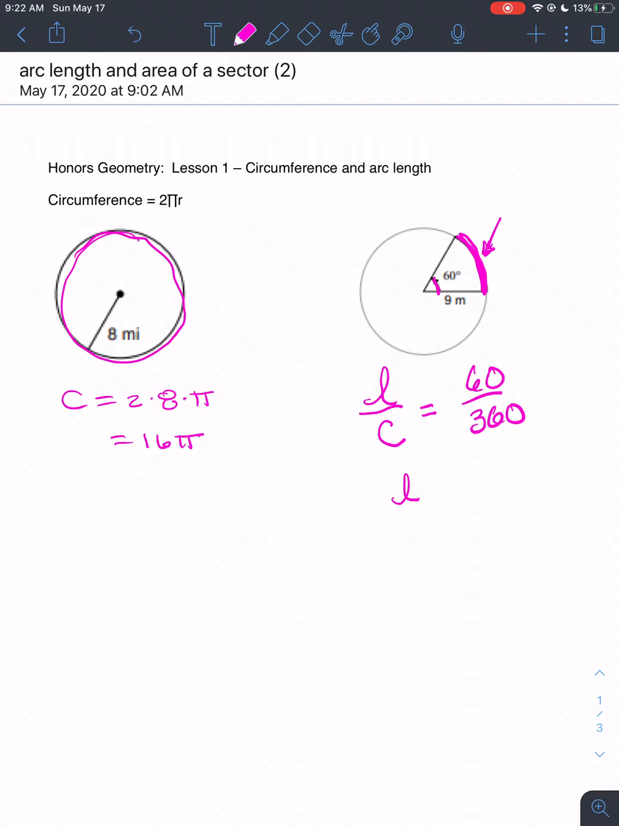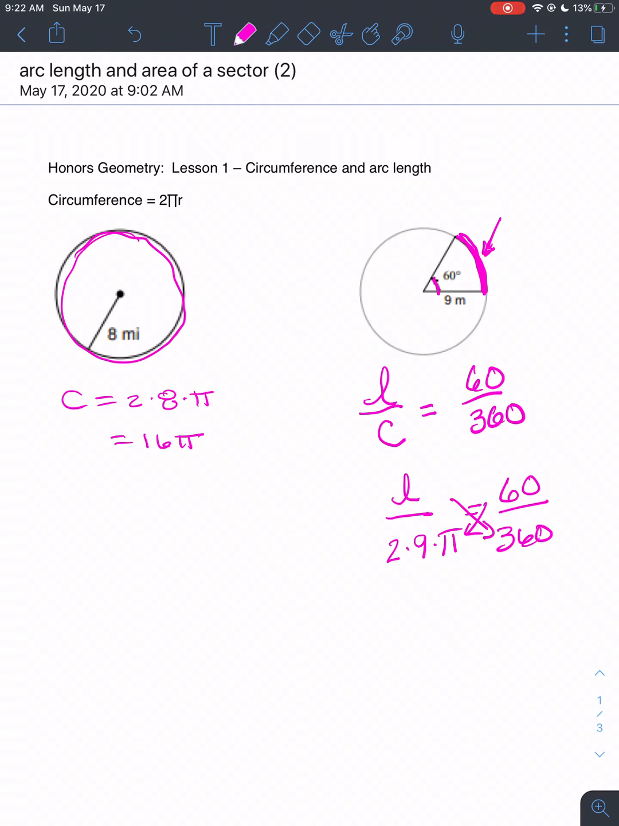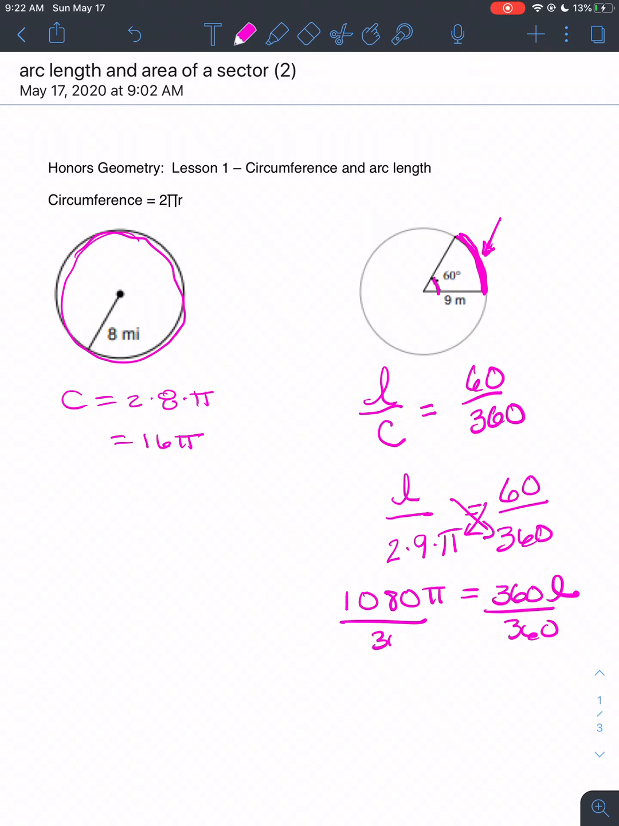So our arc length is our unknown. Our circumference we know is 2 times the radius times pi. And the measure of the angle or the arc is 60 degrees out of the whole circle. We're just going to cross multiply and divide. So I have 60 times 2 times 9, that's 1080 pi equals 360 L. Divide each side by 360. That gives us the length of the arc is 3 pi.